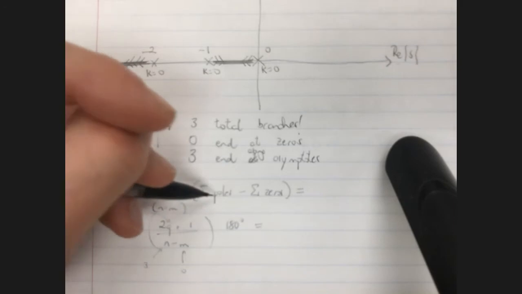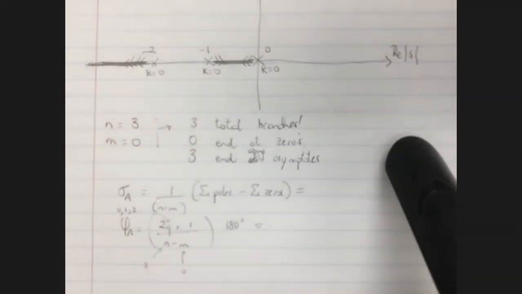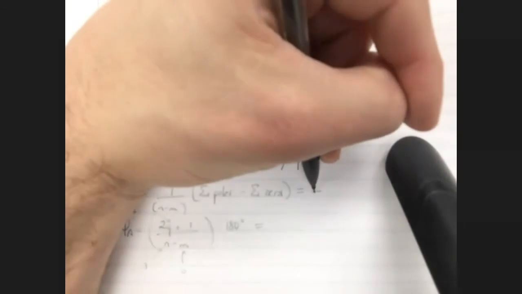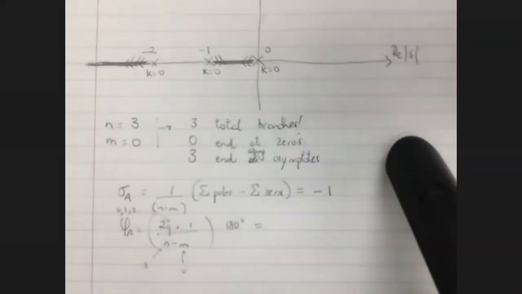So again, 3 and 0, and here you've got your poles and your zeros. Let's see, I'll give you what I've got in my notes. My sigma A, and y'all can verify it, I got -1 for sigma A, great. And then my angles, I've got 60, 180, and 300. Good.